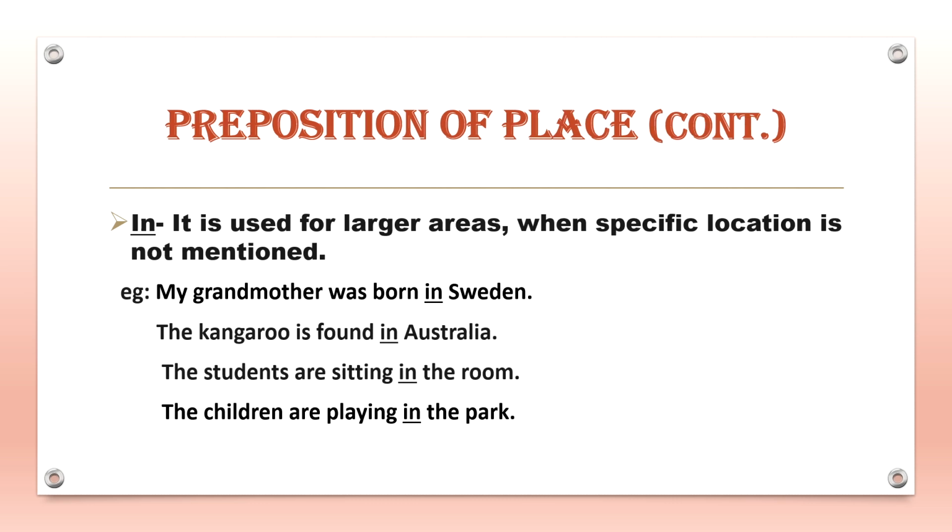Now next, in. In is used for larger areas when specific location is not mentioned. For example, my grandmother was born in Sweden. The kangaroo is found in Australia. The students are sitting in the room. The children are playing in the park.